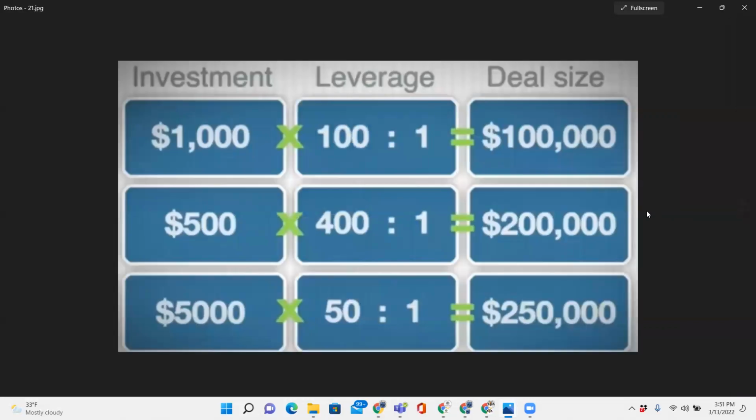So depending on the investment that you have, we have $1,000 here, we have $500 here, we have $5,000 here. We can use different leverages. On the first one, we're using 100-to-1, which is going to give us a deal size of $100,000. The second one over here, we have a 400-to-1, which is giving us a $200,000 position. And then this one here with the $5,000, we have a 50-to-1, which is giving us $250,000. So leverage is very, very important and very essential if we don't have as much money, but we would like to utilize more money.